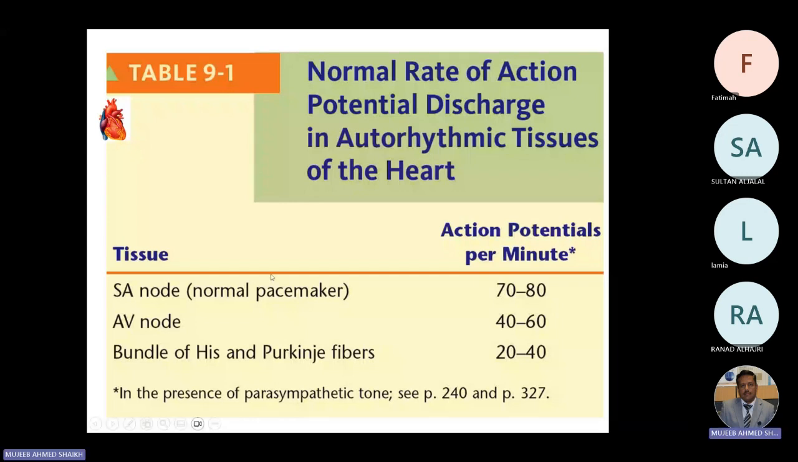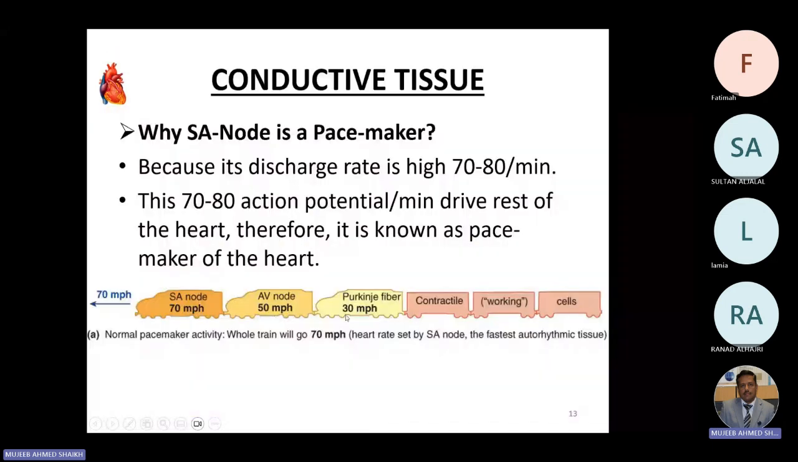The number of action potentials by the SA node is 70 beats per minute. The AV node is 50 beats per minute, and Purkinje fiber is 30 beats per minute, or 30 times per minute. The one which is the fastest will be the leader. So the SA node will be the pacemaker of the heart.